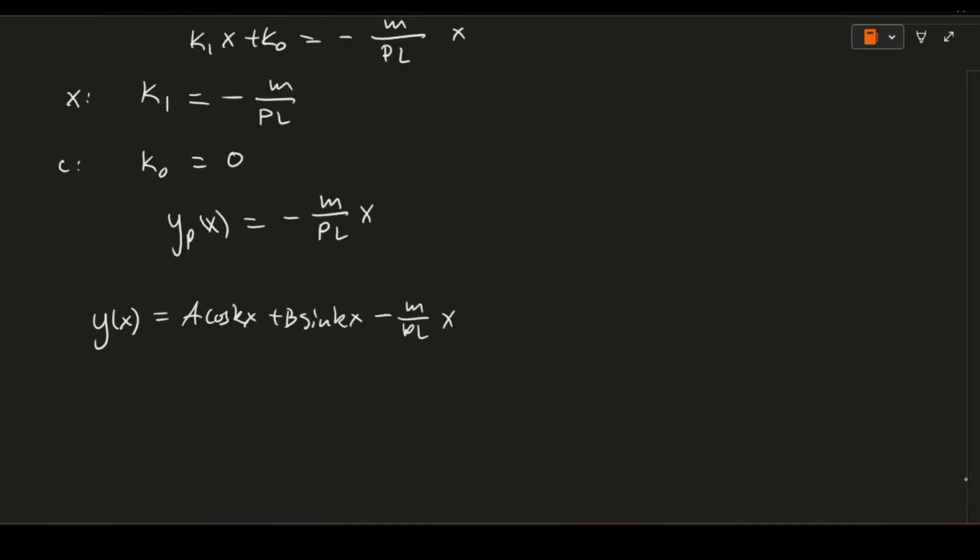Okay. Now we can use our boundary conditions. So we know that in A, we are assuming this is the x direction, this is the y direction in this case. So at x equals 0, we know there's no deflection. So at x equals 0, y of 0 is equal to 0.